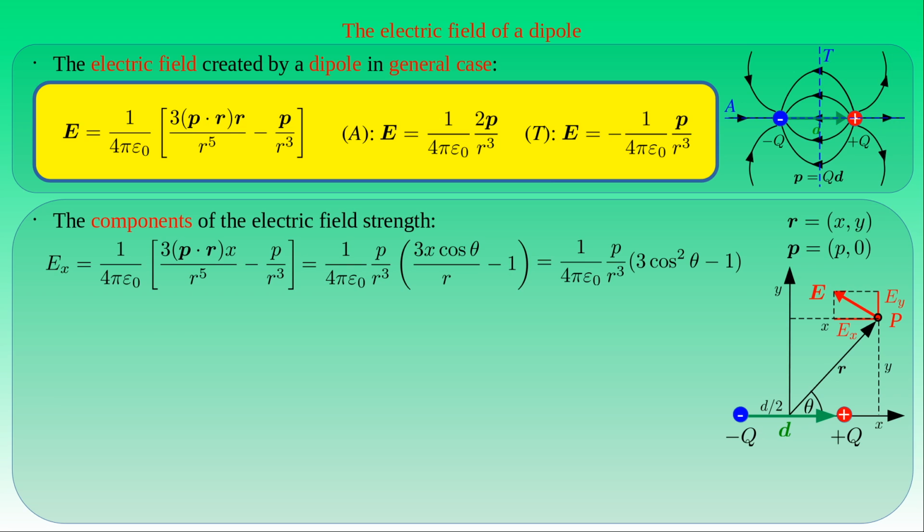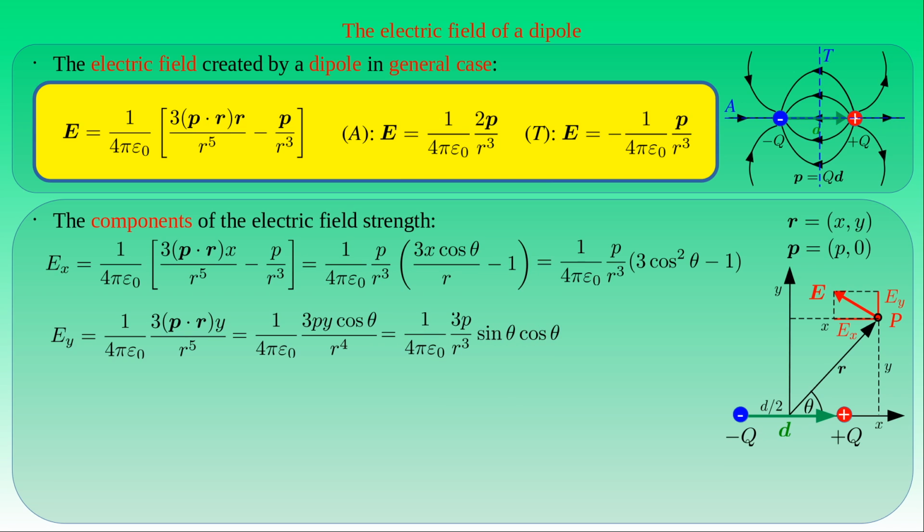The y component of the electric field strength is given by 1 over 4 pi times epsilon naught, times 3 times the dot product of the vectors p and r times y divided by r to the 5. This expression can be written as 1 over 4 pi times epsilon naught, times 3p times y times cosine theta divided by r to the 4. Since y divided by r is equal to sine theta, we obtain 1 over 4 pi times epsilon naught, times 3p over r cubed, times sine theta times cosine theta.